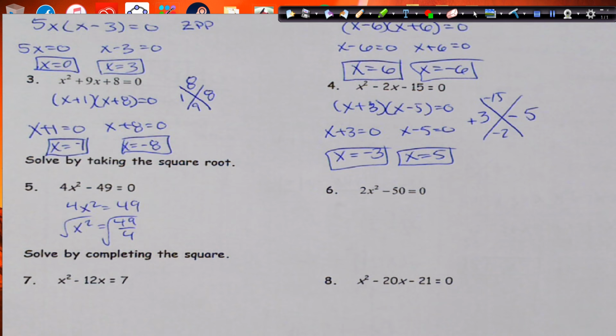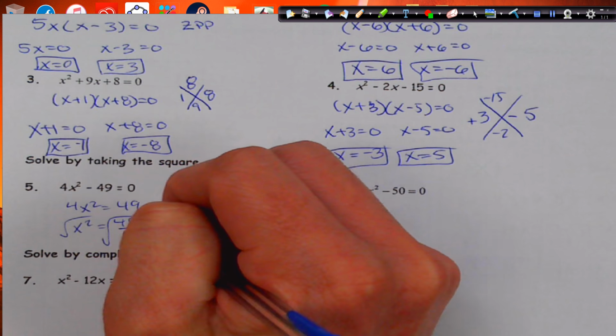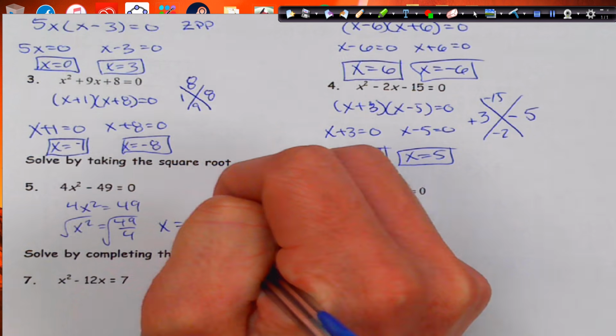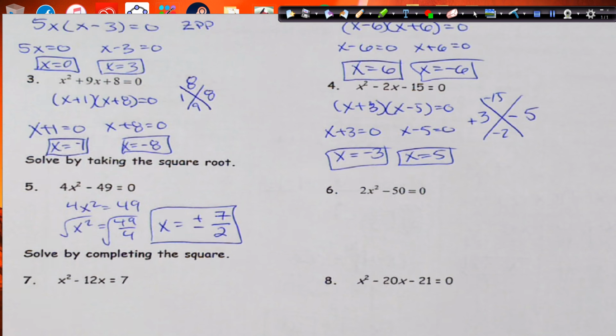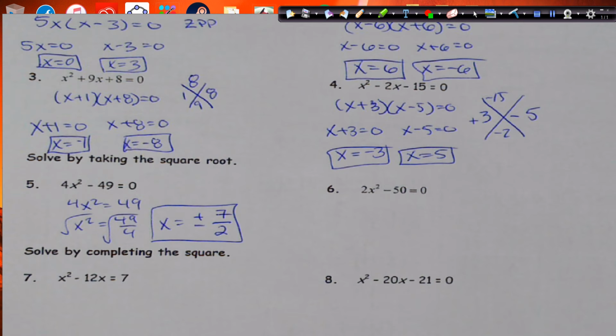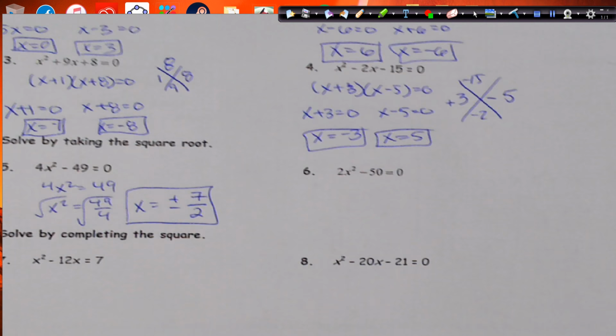The reason why I didn't actually divide 49 and 4 is because they don't go into each other. But I do know 49 and 4 are both perfect squares. So this is going to give me plus or minus 7 over 2. Remember, when we're solving for square roots, always bring out a positive and a negative.